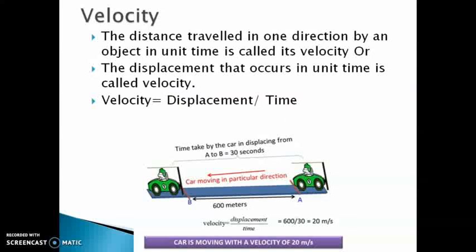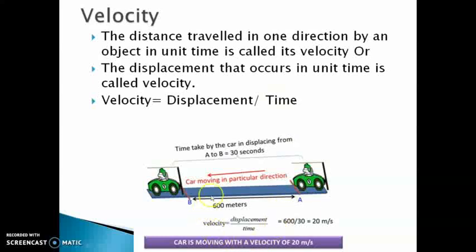Then the next is velocity. Now let's see what is velocity. The distance traveled in one direction by an object in unit time is called its velocity. So basically the distance traveled in unit time. Now this unit time can be 1 second or 1 minute or 1 hour. There is one more definition. The displacement that occurs in unit time is called velocity. So in the previous topic we have studied distance and displacement. Okay, so displacement that occurs in unit time is also called velocity. So coming to the formula of velocity, velocity is equal to displacement upon time.